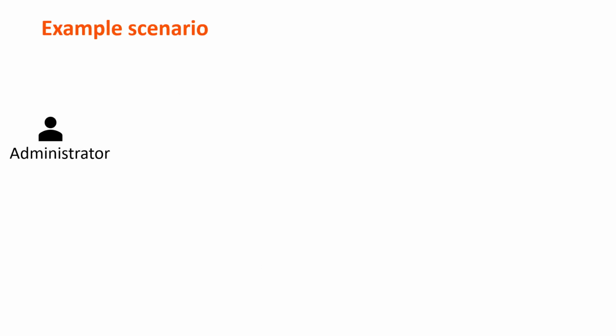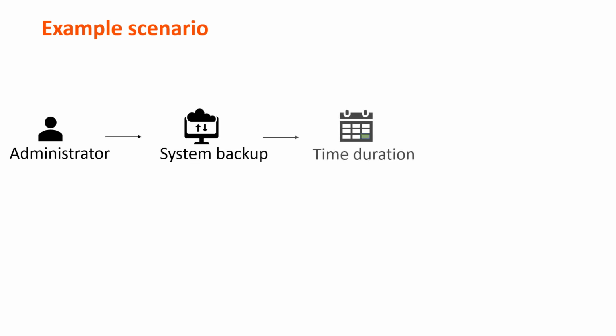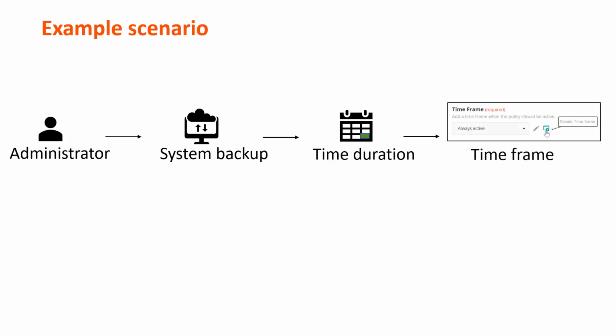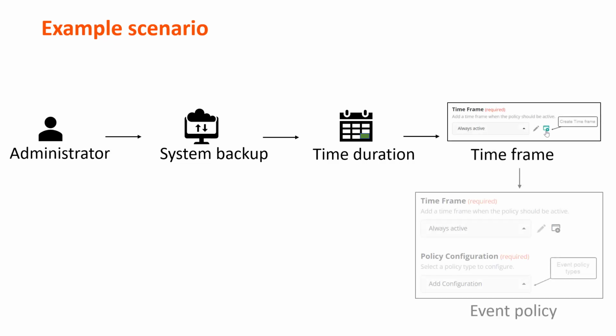As an administrator, you have scheduled a system backup that runs once a week for an hour. During this backup period, you do not want to receive unnecessary events. You can set up a time frame that lasts for a specific time duration. You can then associate the time frame with a suppression policy to suppress unnecessary events.